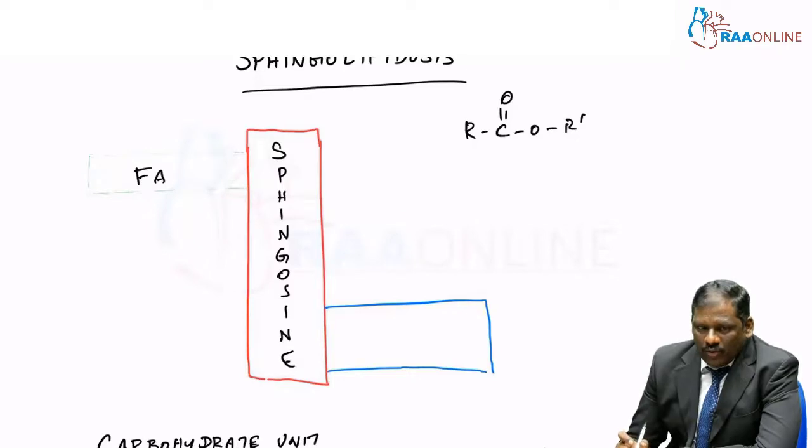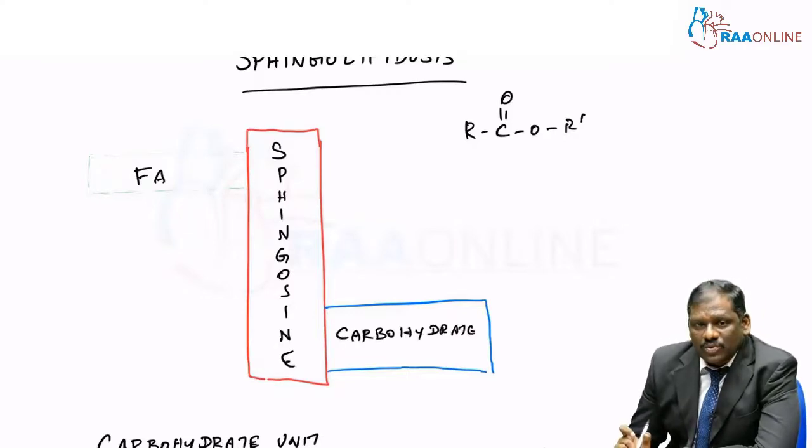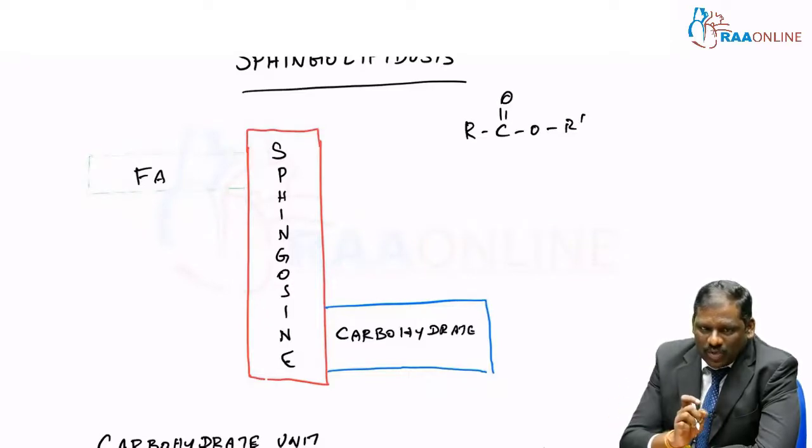When some additional group, something like a carbohydrate, comes and attaches to this sphingolipid, it is called a glycosphingolipid. Clear? Are you clear with the terminology? Glycosphingolipid has a sphingosine backbone with a fatty acid attached to one side and a carbohydrate moiety attached on another carbon.